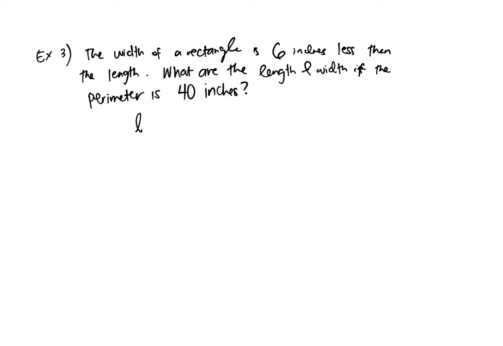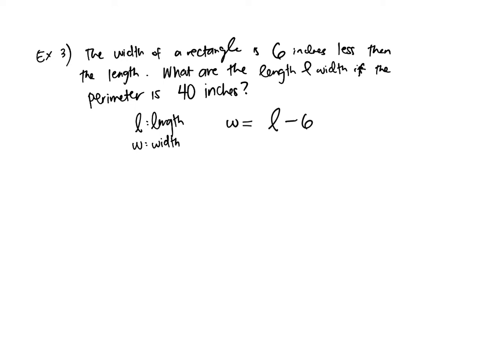First thing I do, I know I'm looking for the length and the width. I'm defining my variables. So L will be my length. W I'll use for width. And this first sentence actually gives me an equation. The width of the rectangle is 6 inches less than the length. So we know that the width, W, is 6 inches less than. So I already know I'm going to be subtracting 6 from something else. 6 inches less than the length. So this is our first equation that we have here.